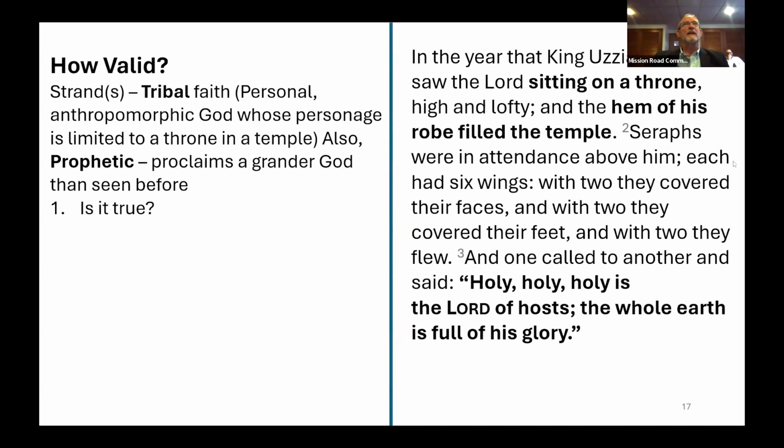This is from the tribal strand of a personal anthropomorphic god whose personage is limited to a throne in the temple. In the Moses story, the Exodus story, they actually carried God around in the desert in the Ark of the Covenant. And when the Ark of the Covenant was placed in the temple, that's where God existed. So again, a very human notion about the location of God. Today, we would probably say, well, God is obviously everywhere, right? It's also from the prophetic strand, proclaiming that God is much grander than has ever been written about before in the Bible. And so, is it true?